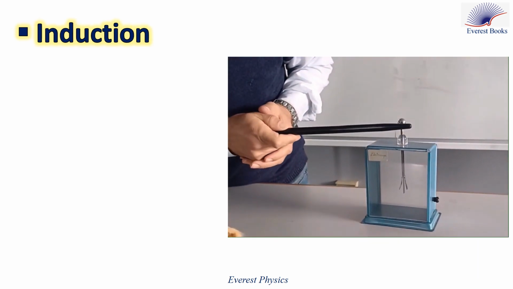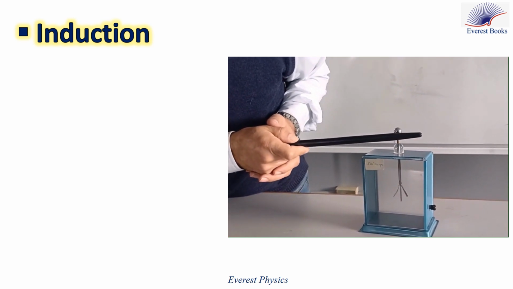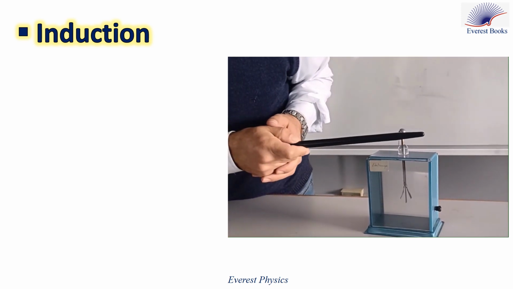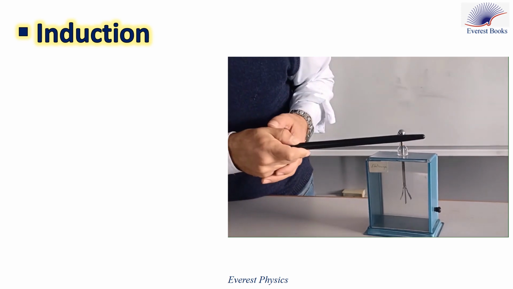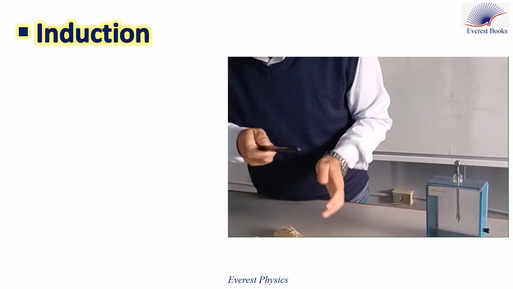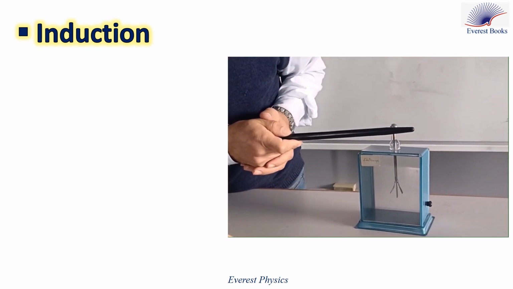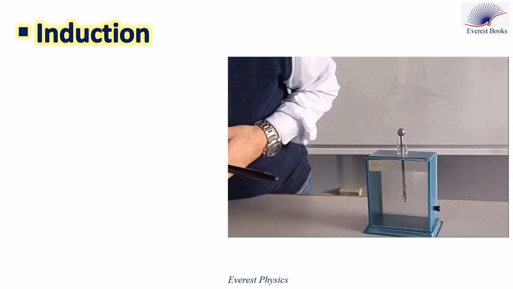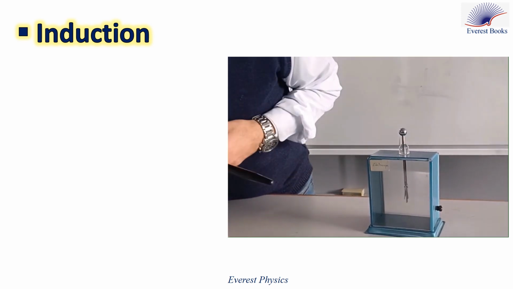A charged rod is brought near the knob of an electroscope without touching it. We observe that the leaves of the electroscope diverge. Also, the degree of divergence diminishes as the rod is moved away from the knob. This process is called charging by induction.